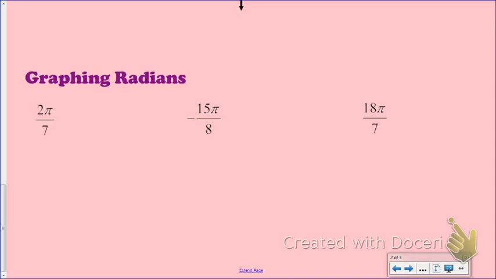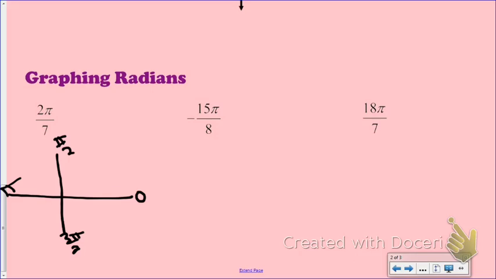Okay, so what I'm going to do every time I graph a radian value, if you want to convert it to degrees you can, but it'll actually take less time and be a lot simpler if you just think about your fractions. Okay, so if I want to graph 2 pi over 7, I know this is 0 radians, this is pi over 2, this is pi, and this is 3 pi over 2. So what I need to do is figure out where 2 pi over 7 is.